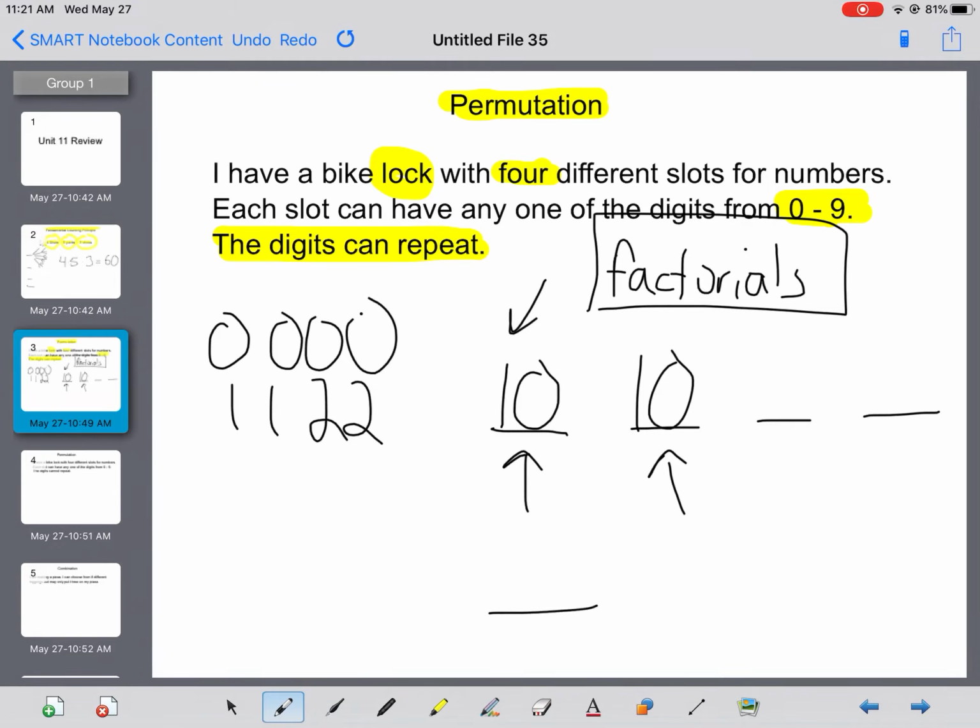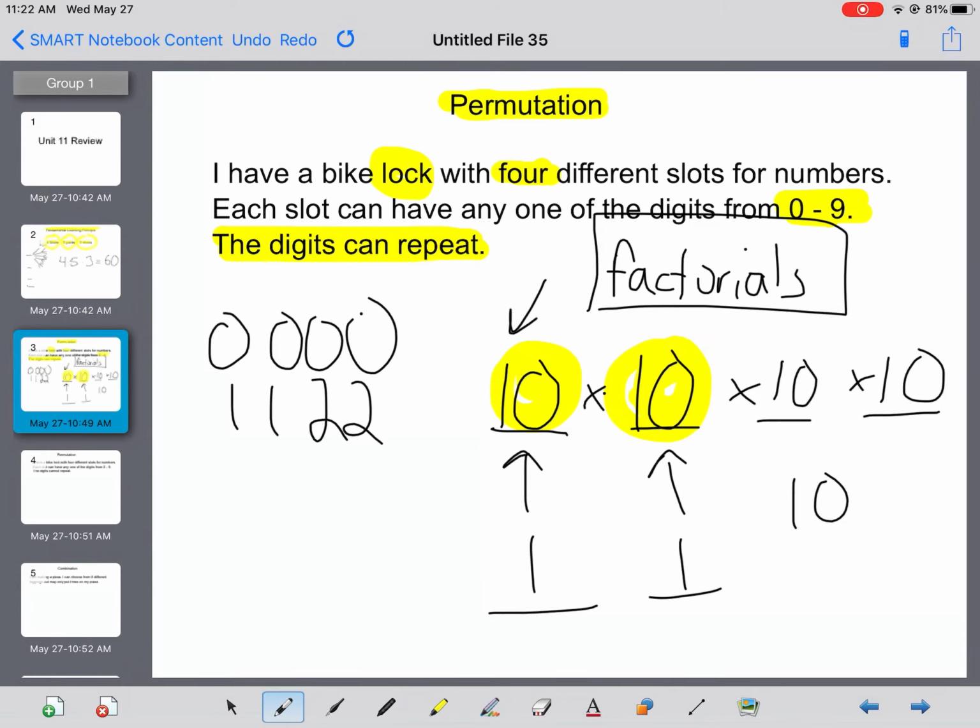So if I put, for example, as my first one, let's say I put the number 1 in, that doesn't mean that I can't have number 1 here. So I still have 10 choices. So I do 10, and then 10 choices for the second blank, 10 for the third, and then 10 for the fourth. So that means I can do 10 times 10 times 10 times 10, and I will discover that I have 10,000 different options for my bike lock with the digits repeating, which is why locks work, right?